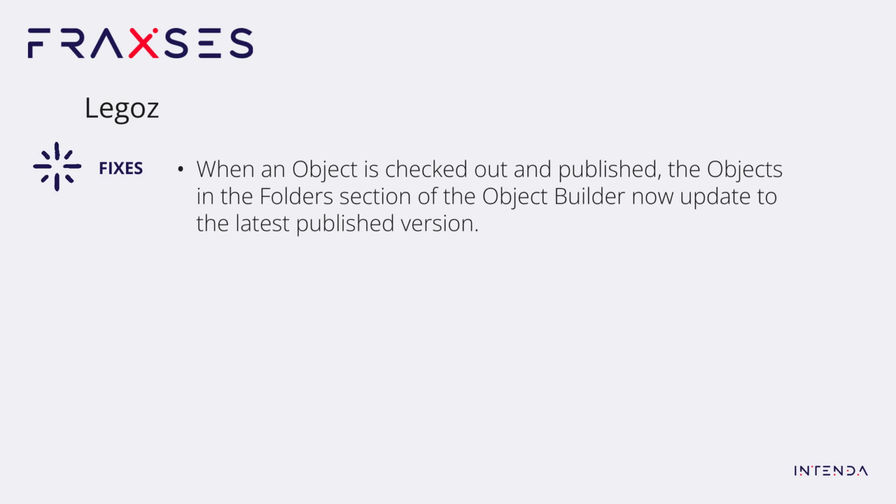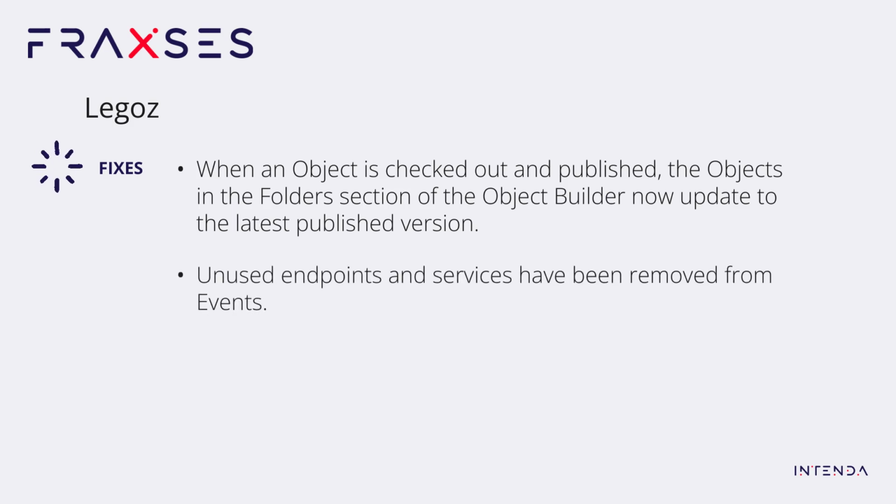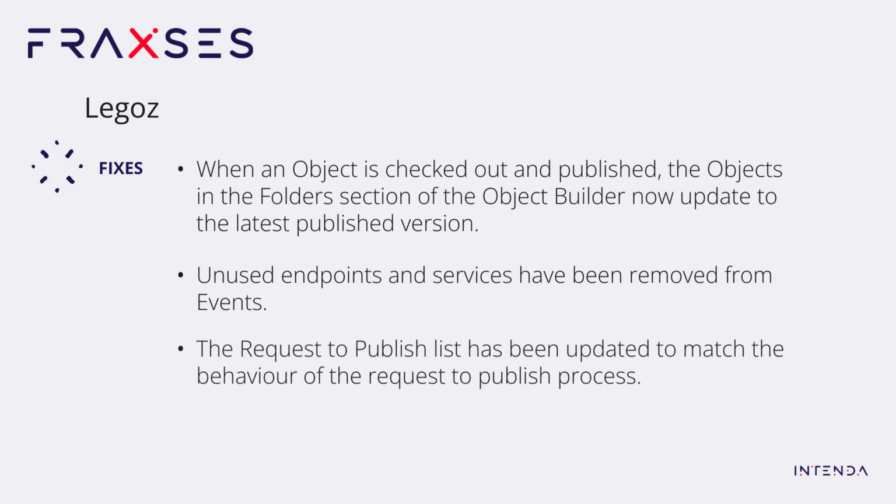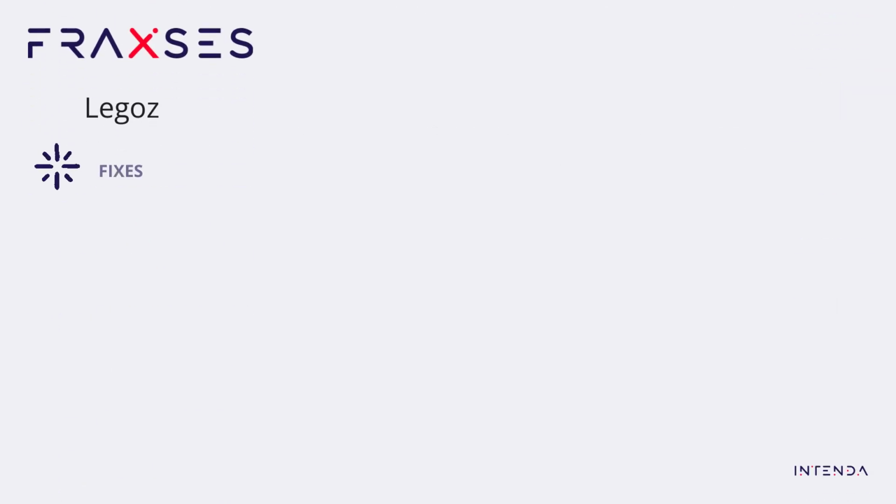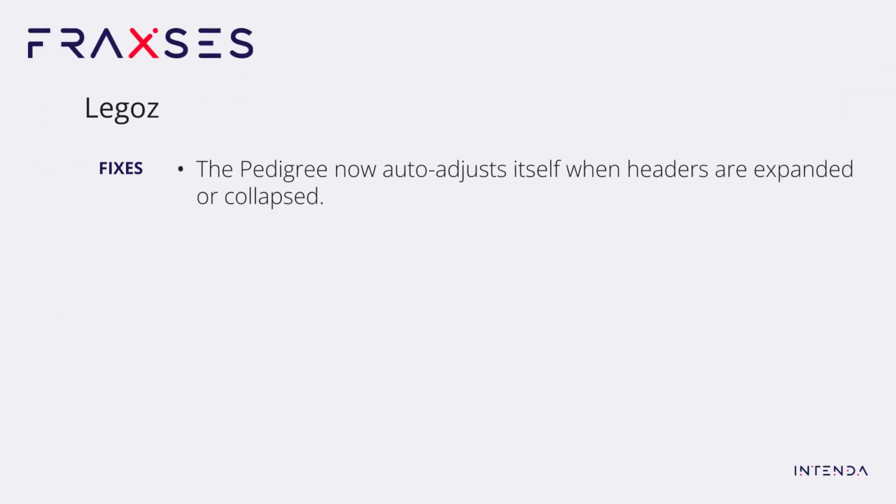The data objects in the Folders section of the Object Builder now update to the latest published version when an object is checked out and published. Unused endpoints and services have been removed from events. The Request to Publish list has been updated to match the behavior of the Request to Publish process. The pedigree now auto-adjusts itself when various headers are expanded or collapsed, eliminating the unnecessary blank spaces that previously remained on the canvas.